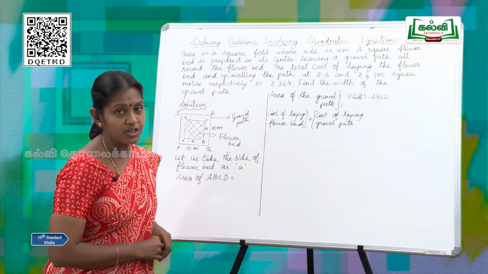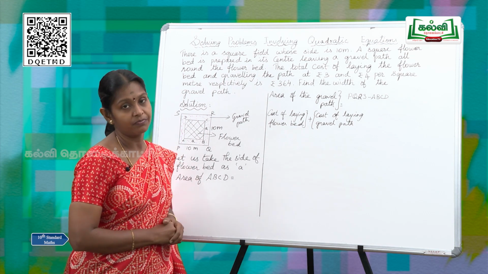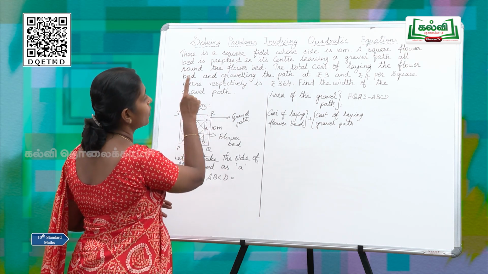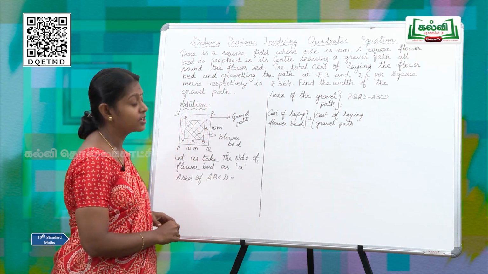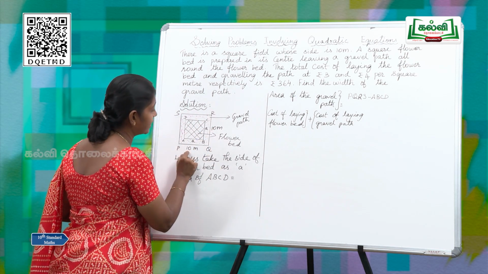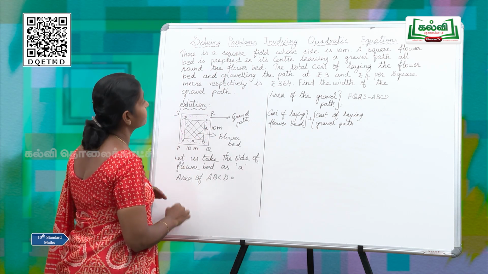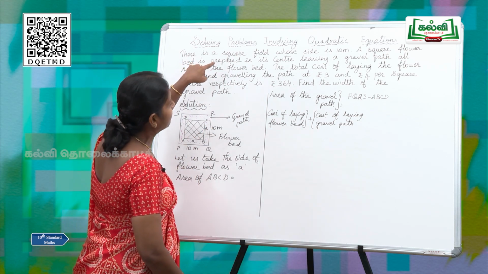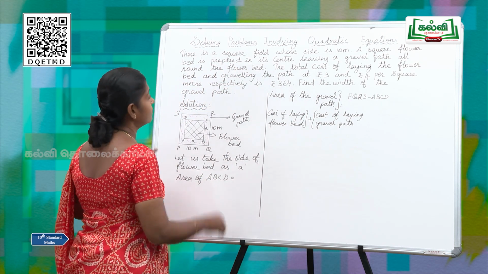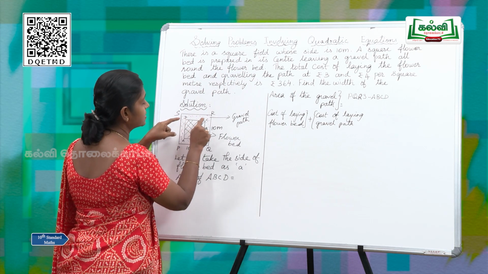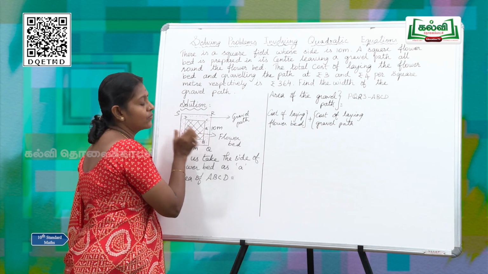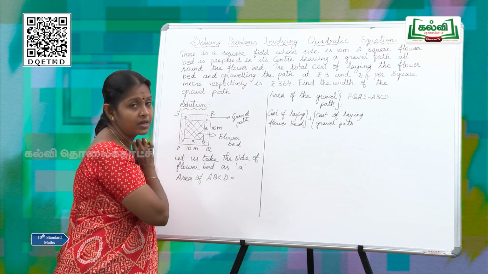Such a big question, but it is very simple to understand. See this figure. What is the clue given in the question? There is a square field whose side is 10 meter. So first we have to draw the square field with dimension 10 meter. Next, a flower bed is prepared in its center, leaving a gravel path all round the flower bed with equal width. So that means in between the square field there will be a flower bed. We don't know the dimension of the flower bed.